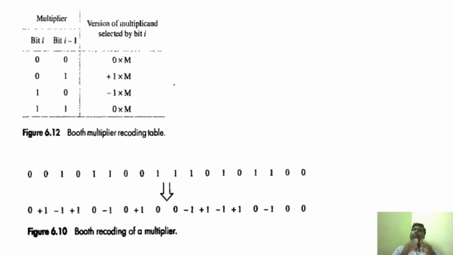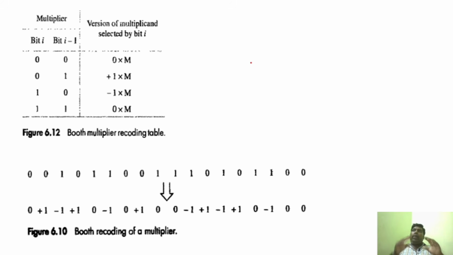So in order to do it in a uniform way, there is another technique called Booth algorithm, and that is what we are going to see now. What is the main advantage of Booth algorithm? It does not have two different processes. For positive and negative multiplicand, and for positive and negative multiplier, you don't need to worry. It is the same process for everything.